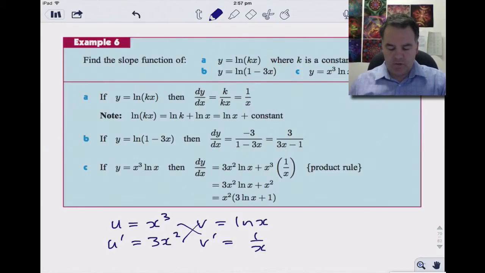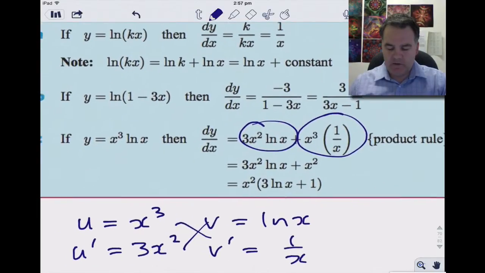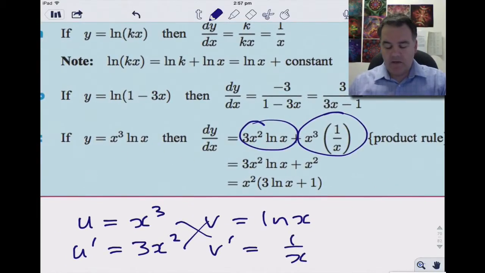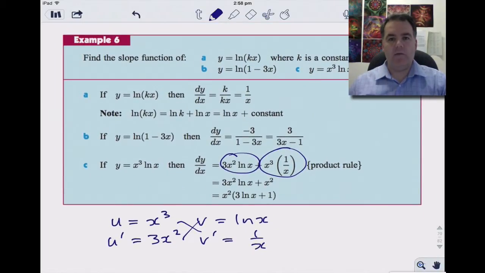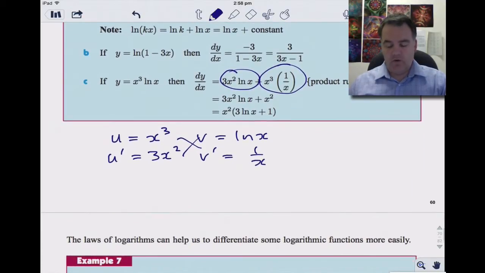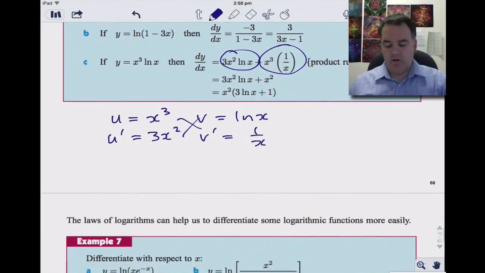So the derivative is going to be u dash v, 3x squared times ln x, there it is there, plus v dash u, so 1 over x times x cubed. There we go. So it simplifies to 3x squared ln x plus x squared. We can factorise out the x squared, and we get that expression there for the derivative. So there's an example of using the product rule now. So we've done the chain rule, we've done the product rule. Of course, we can apply this when we're using quotients as well.